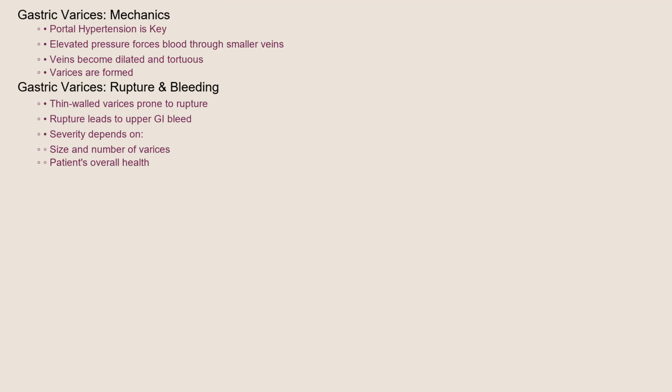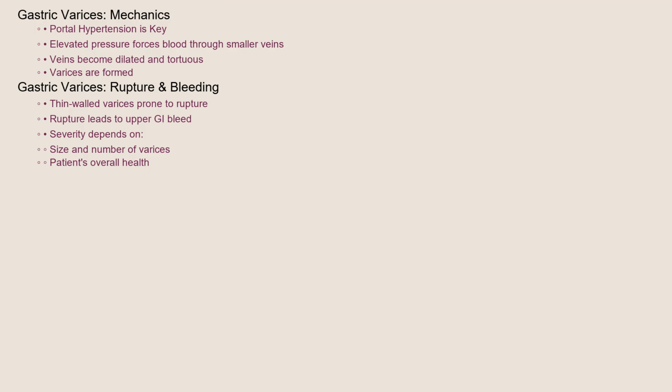Now, let's understand the mechanics behind gastric varices. Portal hypertension, as we mentioned, is the key. This elevated pressure forces blood through smaller, more fragile veins in the stomach wall. These veins become dilated and tortuous over time, essentially bulging outwards, forming varices. Because these veins are thin-walled and under significant pressure, they are prone to rupture. When a gastric varix ruptures, it can lead to a potentially life-threatening upper gastrointestinal bleed.